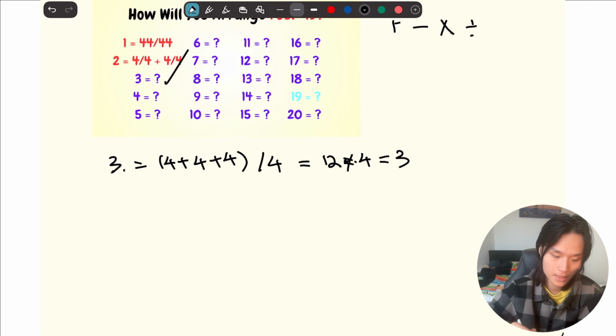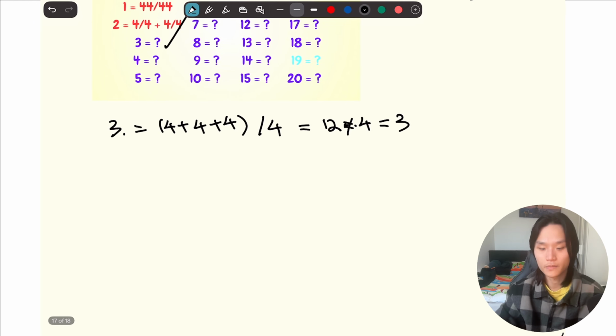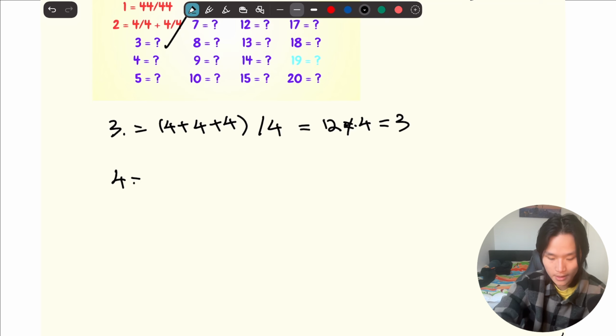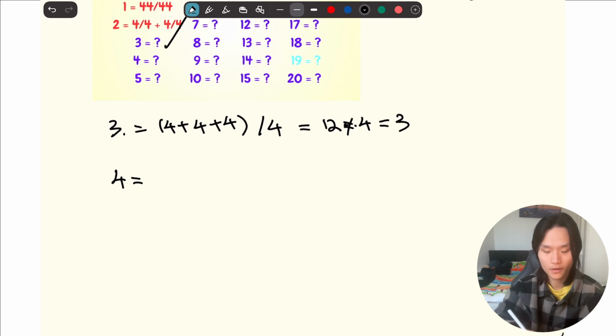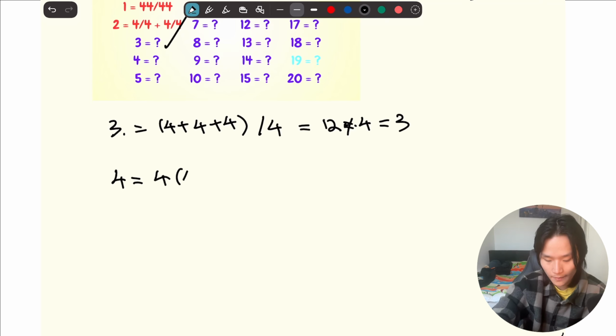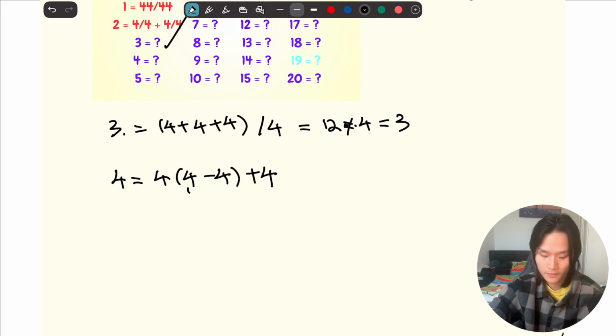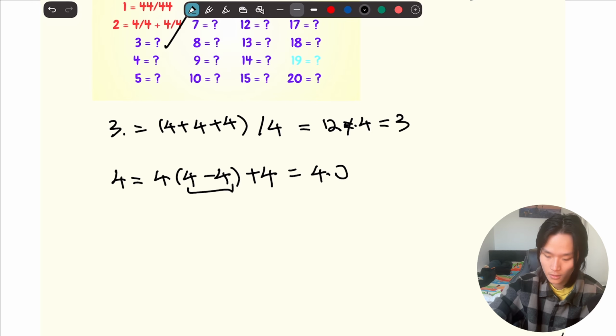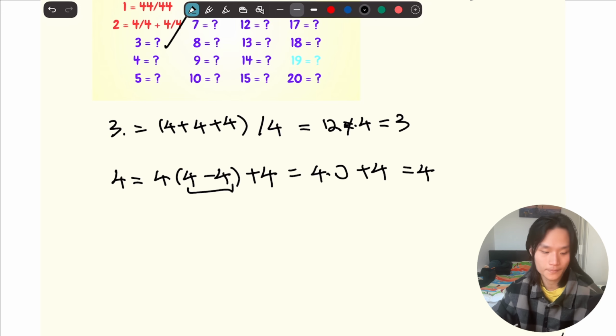Okay, so that's done. Now what about number 4? Here's how I did it. So we can have 4 times 4 minus 4, plus 4. Well, because 4 minus 4, that's 0. So 4 times 0 is 0, plus 4, and that's 4.